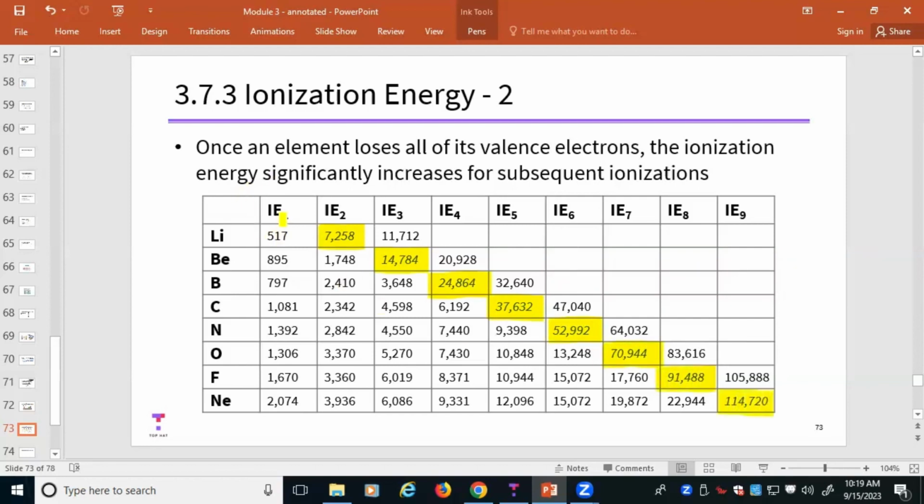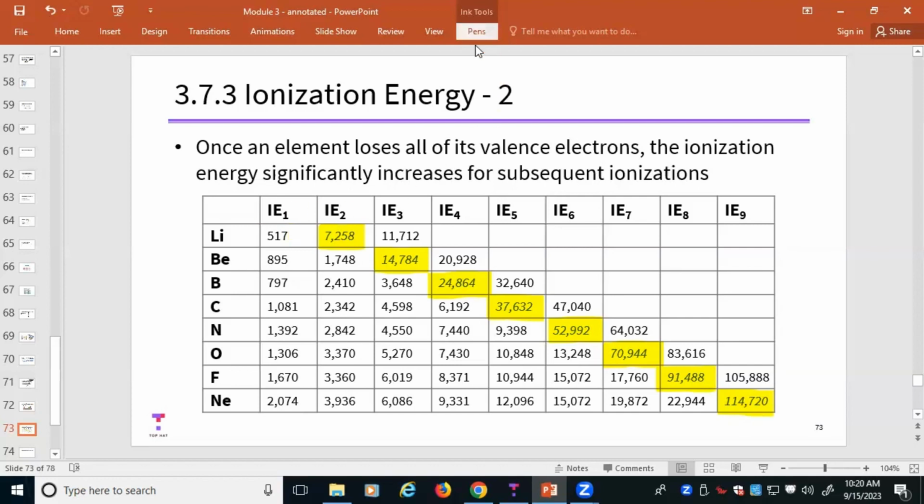So we take a look at lithium. Lithium has one valence electron. Its initial ionization energy is 517. Okay, whatever. Once I remove that electron, though, lithium has an electron configuration now of helium, and helium is completely full in its energy level. So removing that next one, I'm now taking electrons from a lower energy level than I did before.